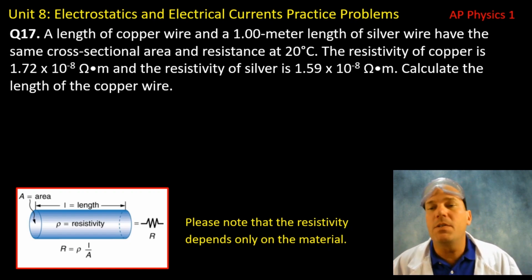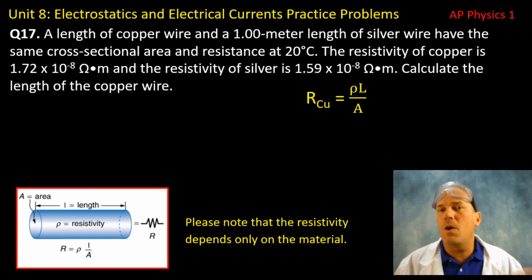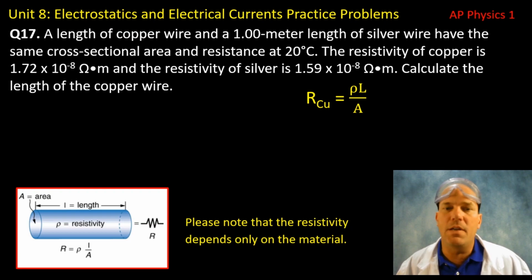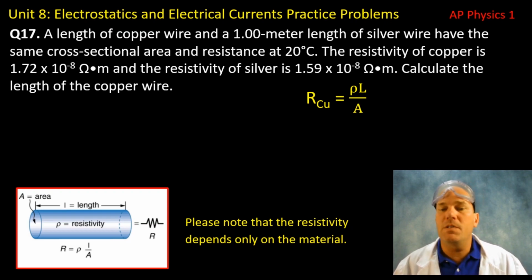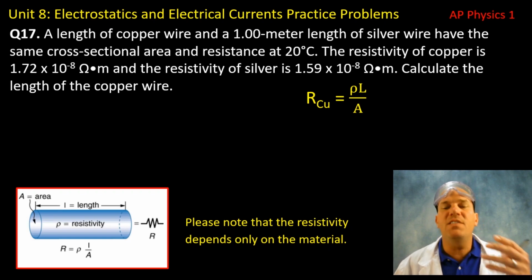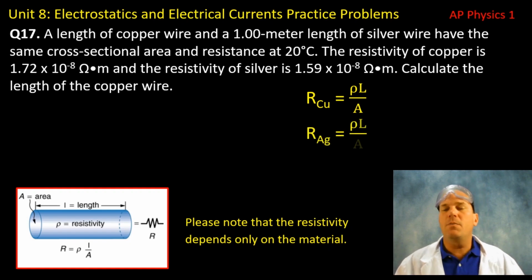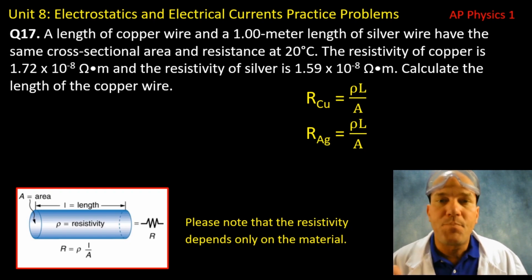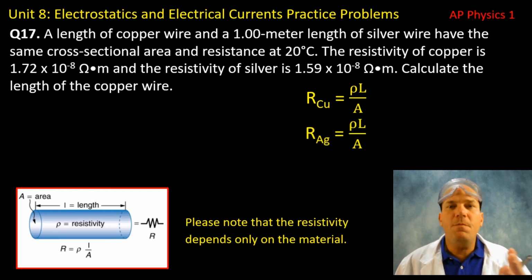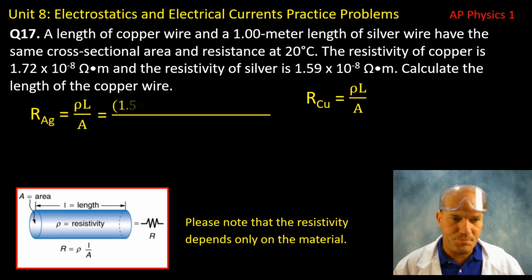Okay, so the resistivity of copper is given as such value ohm meters, and then you're given the resistivity for silver. And please remember that the resistivity is dependent on the type of material. Okay, so we have silver and we have copper, and we're asked to calculate the length of the copper wire. So, first and foremost, let's start with what we're given and go from there.